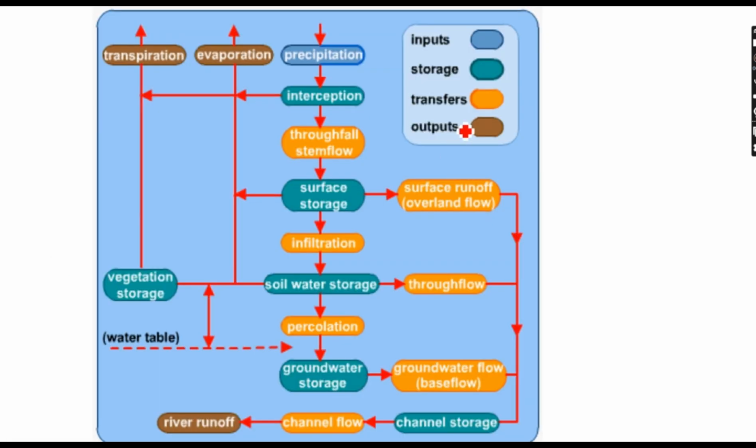So here I mentioned three things. We have inputs like precipitation, it's an input, and then we have storages. Interception will store some water, surface storage, vegetation storage, soil water storage. We have transfers like the throughfall, the stem flow, surface runoff. Those are all transfers. Then we have the output, and this basically forms the water cycle, and that's what I wanted to cover in this video.